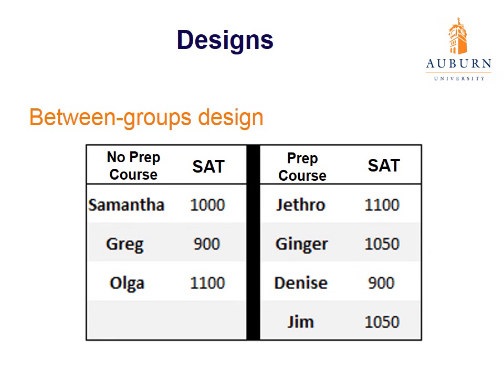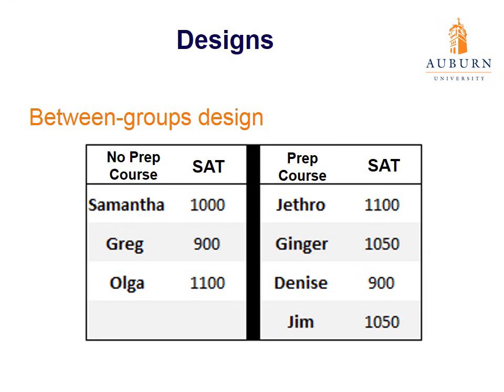So here we have our between groups design. It's important to note that when we say between groups or between subjects, we're talking about the same thing. You'll notice here that they're independent of each other, that we have different participants in each of our groups. We have one group, the no prep course group, with Samantha, Greg, and Olga in it. And then we have the other group, the prep course group, with Jethro, Ginger, Denise, and Jim.